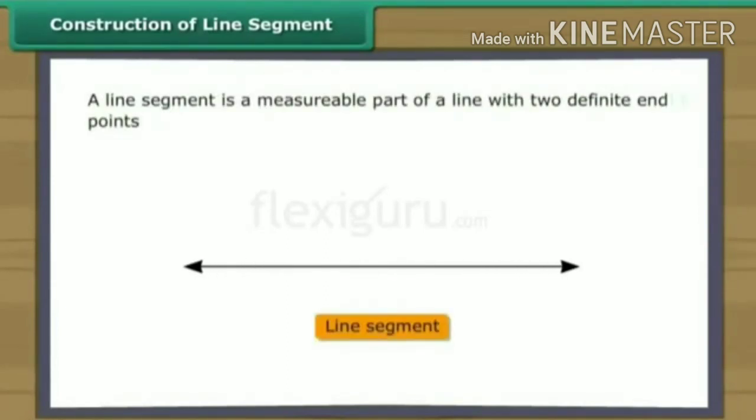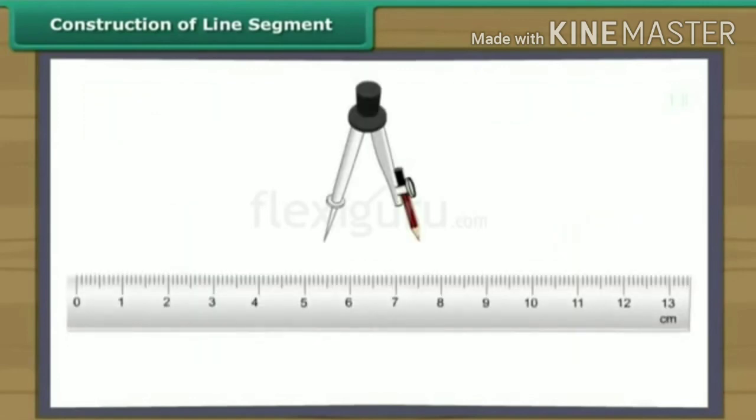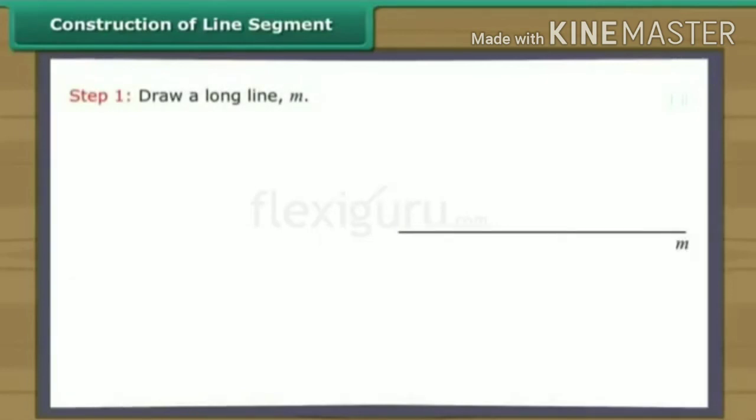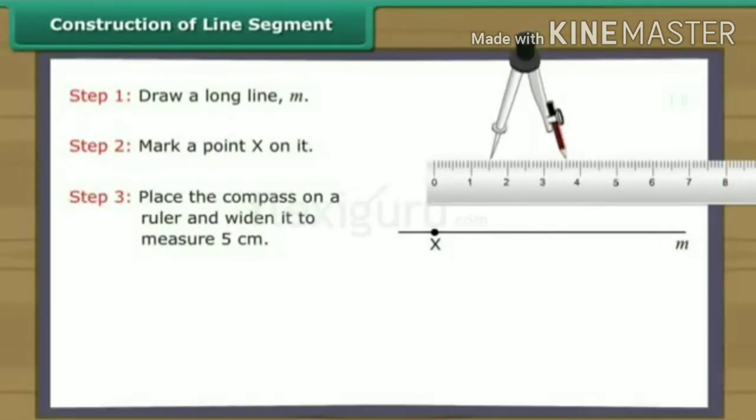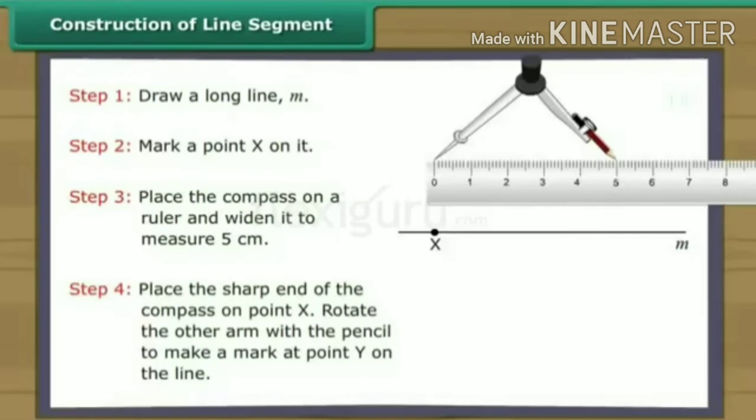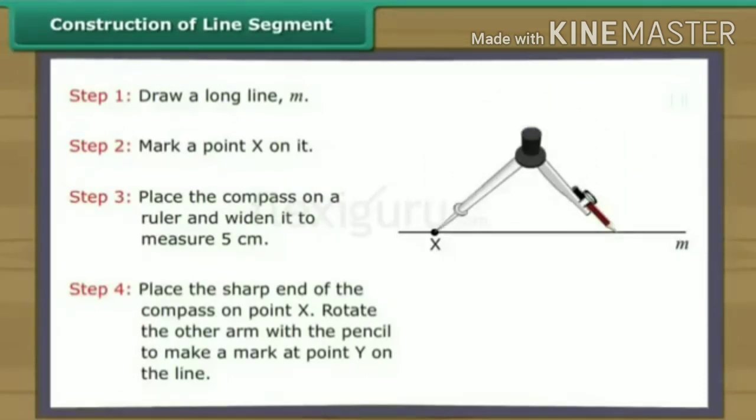Construction of line segment. A line segment is a measurable part of a line with two definite endpoints. We use a ruler and a compass to construct a line segment. Let us construct a line segment 5 centimeters long. Draw a long line M. Mark a point X on it. Place the compass on a ruler and widen it to measure 5 centimeters. Place the sharp end of the compass on point X. Rotate the other arm with the pencil to make a mark at point Y on the same line. We have a line segment XY which is 5 centimeters long.